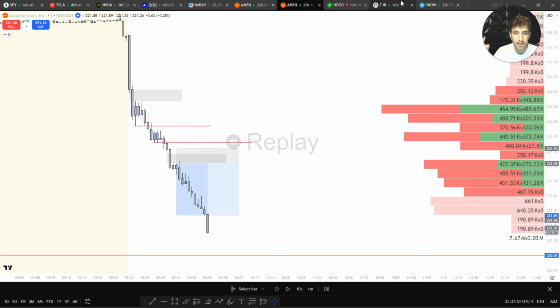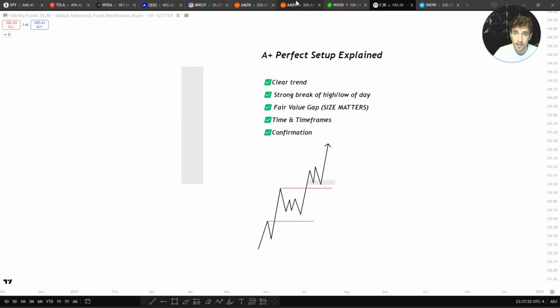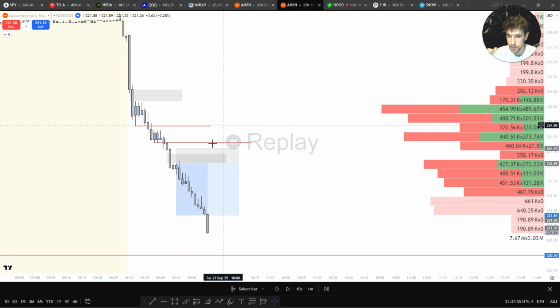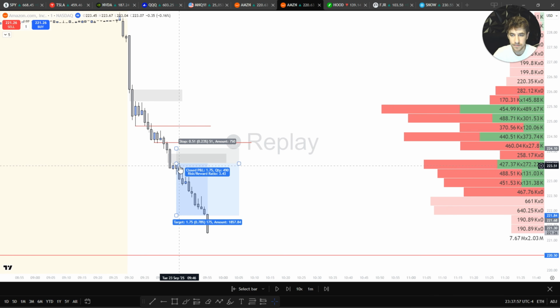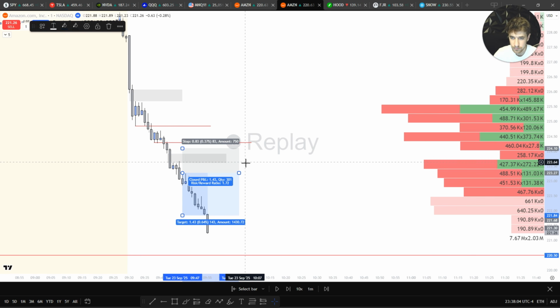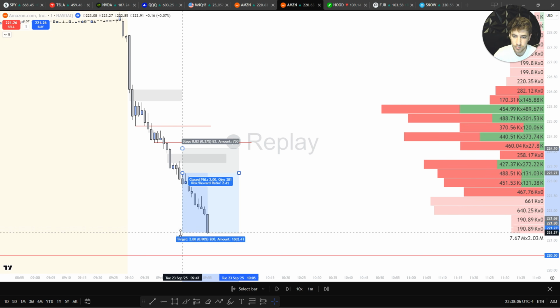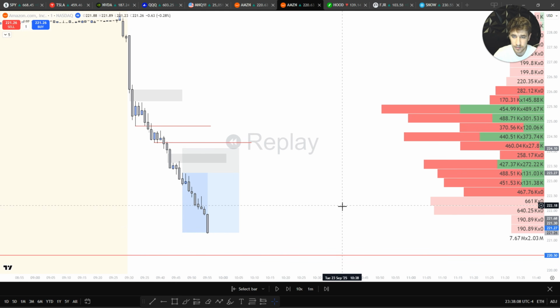All right. Now the last thing is confirmation. Where did I actually take the entry on this trade? Price pulls back into the fair value gap. I didn't take the entry until price actually closed, and the open of the next candle is where I took the entry. So it was right over here. All right. I took that entry. We ended up catching a really, really nice move right there.